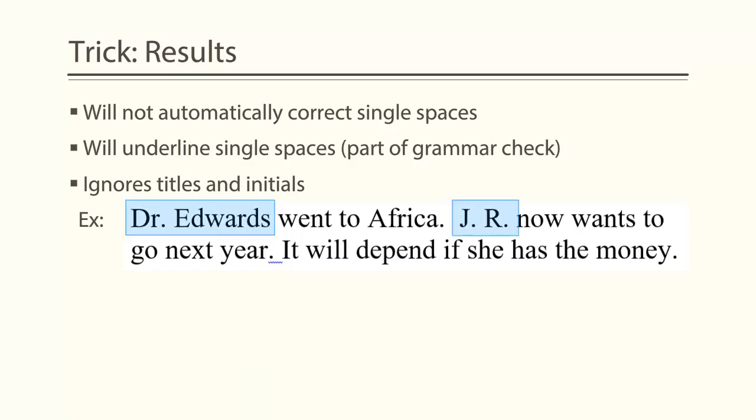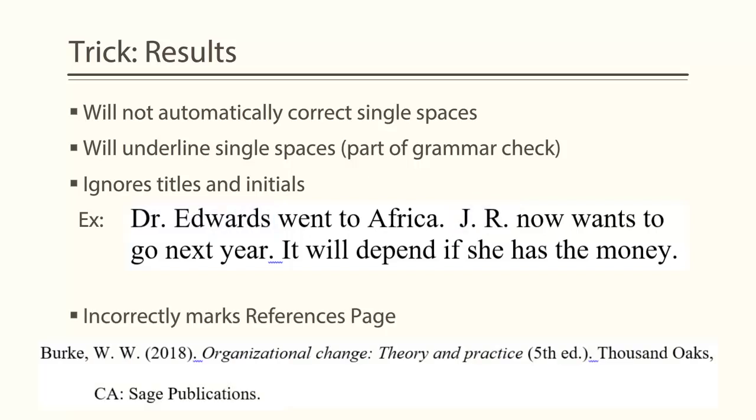You'll notice it does not underline the single space after Dr. or after Jr. This setting will incorrectly highlight single spaces on the references page, as in the example. You'll see underlines before the book title and the publisher information. The important thing to note with this setting is that it does not automatically correct the single spaces that are underlined and need changed. You will need to go and add extra spaces to them in order to properly follow APA guidelines.